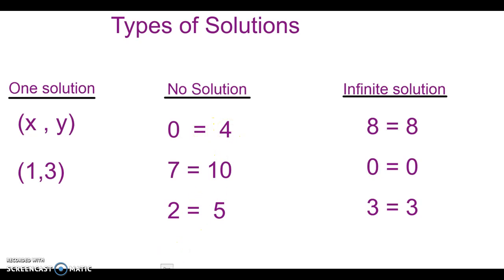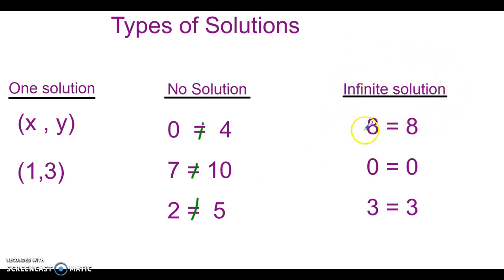But you will have to ask yourself, is this statement true or false? Because this statement says 0 equals 4, we know that's not true, and that's why it's no solution. The next one, 7 equals 10, is also untrue. They do not equal one another, and therefore they are no solution. And then 2 equals 5. Again, they are not equal to one another, so this is no solution. I'm just drawing a line through my equal sign to show that they are not equal to one another, so that is going to be no solution.